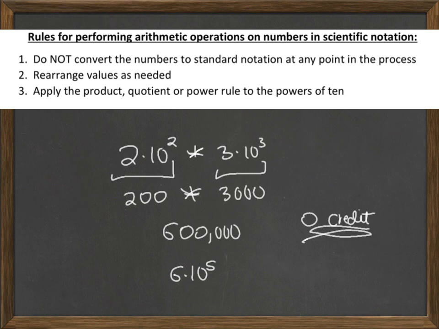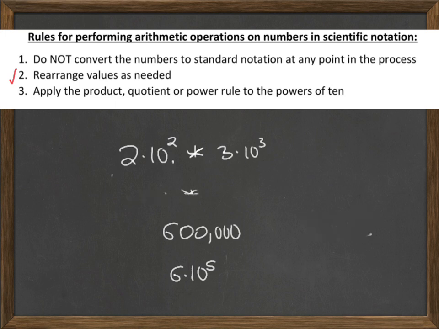Okay? What you should do is rearrange the values as needed, which you'll see in the following examples, and you should apply the product, quotient, or power rule to the powers of 10. So let's make this an example 0, even though there are more examples. So what should this person have done? Or what is the correct way to do this instead of converting to standard notation?